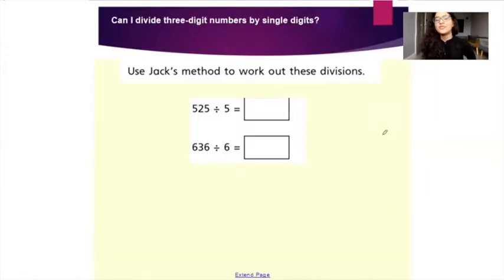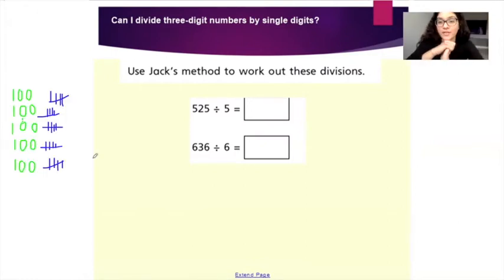Right. Let's use Jack's method to work out these divisions. So you have 525 divided by 5 and also 636 divided by 6. Pause the video and have a go, and then when you unpause, I will talk you through what needs to be done. Okay, so if we look at the first question, 525 divided by 5.